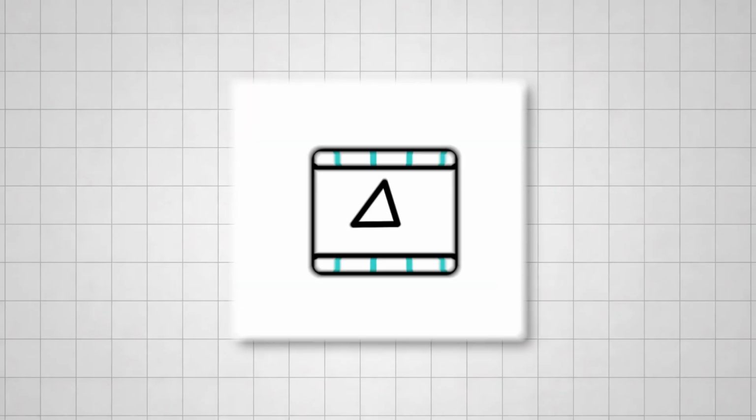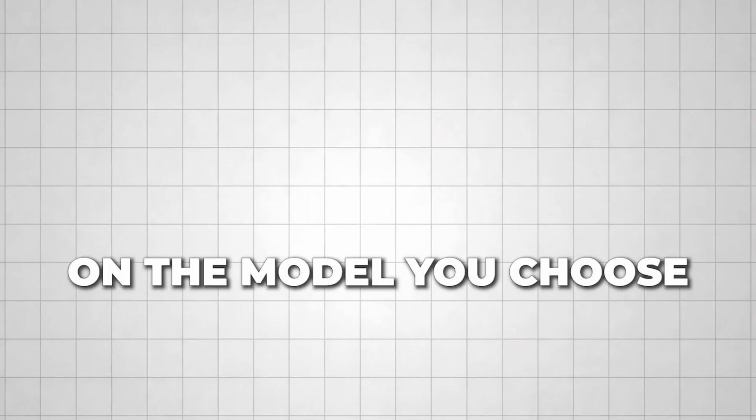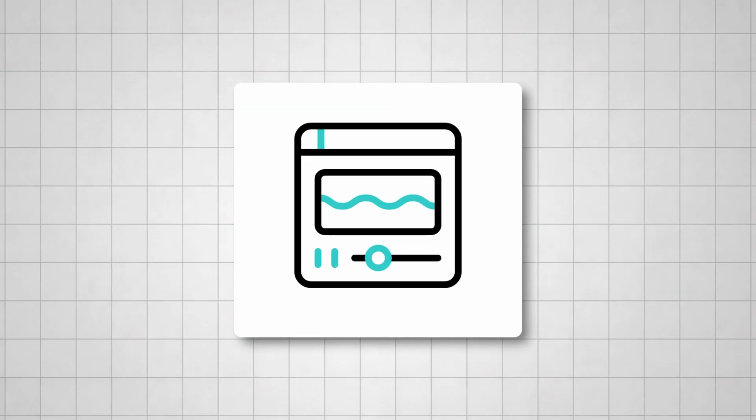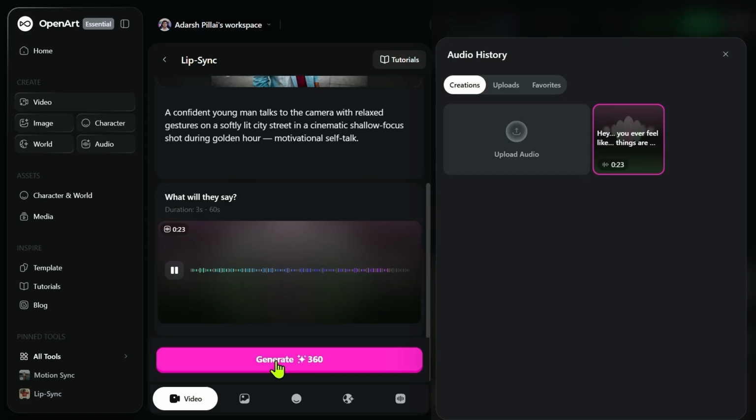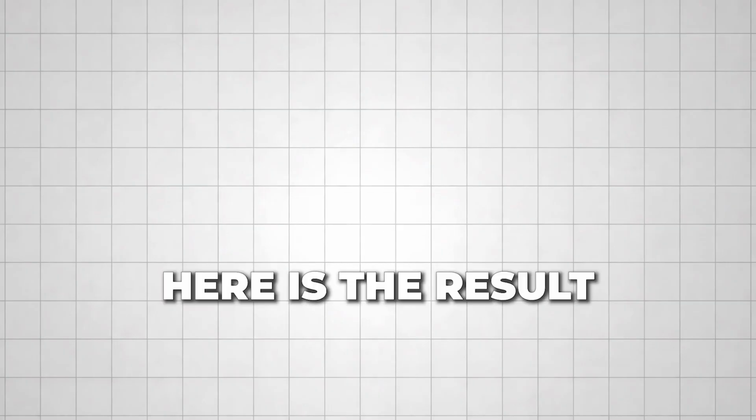Now, before generating the full video, let's take a look at the credit cost. For this one, it's around 360 credits. This usually depends on the model you choose and the length of your video. Alright, let's go ahead and hit generate. It usually takes around 3 to 4 minutes, and here's the result.